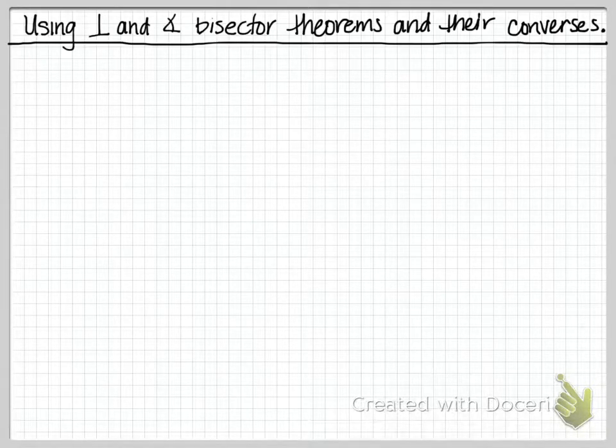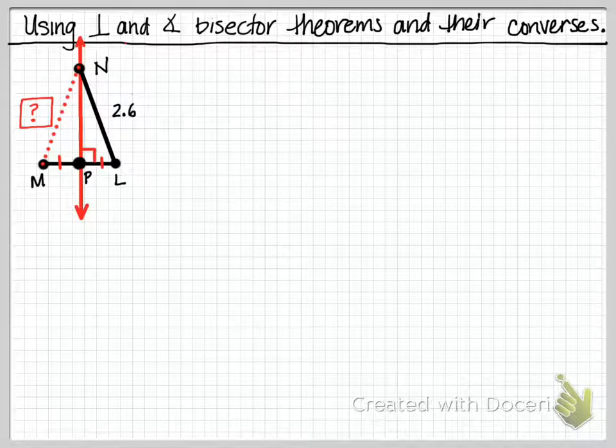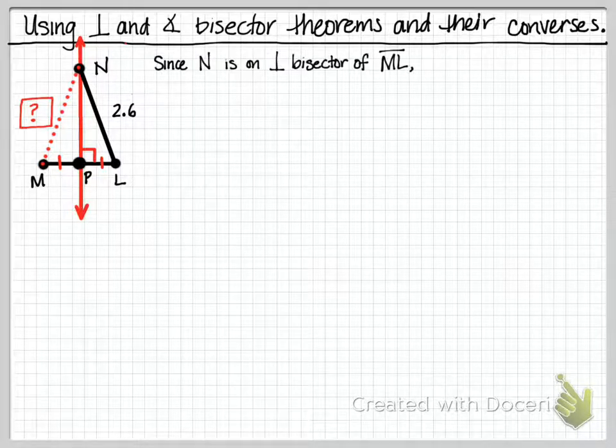In this next video, we're going to have 6 examples of using the perpendicular and the angle bisector theorems and their converses. In this first problem, we have the segment ML, and it has a line going through it, this line NP, that is both perpendicular and bisecting the segment ML.